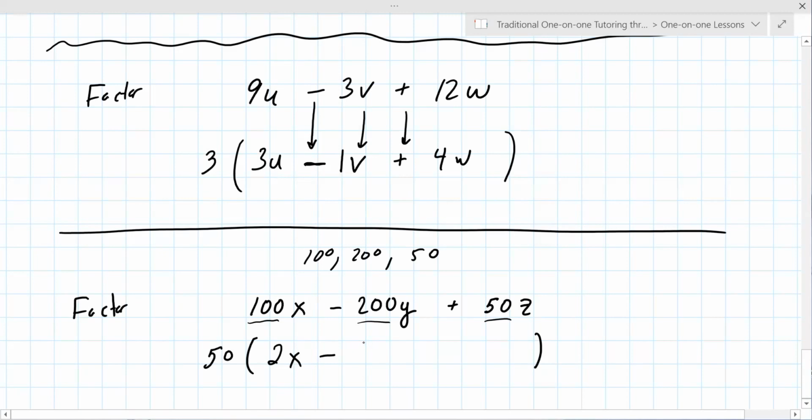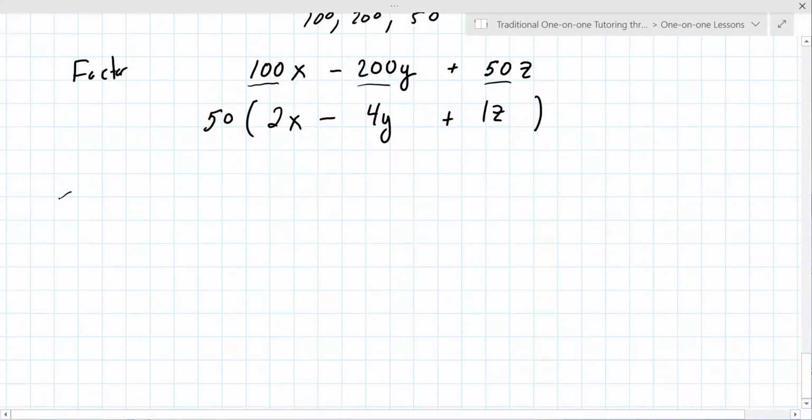See, whatever this number is, you divide each of these by that number. It's 4 minus 4y plus 1z. Very good. Okay, so if you get the number, you're pretty set here.